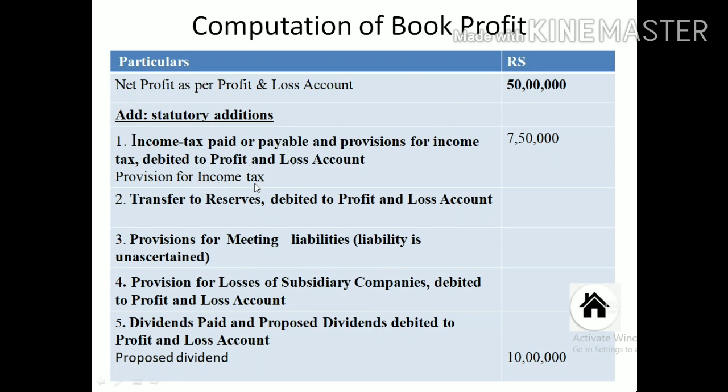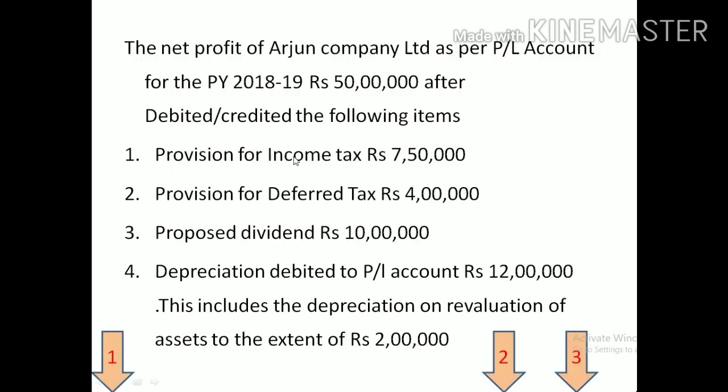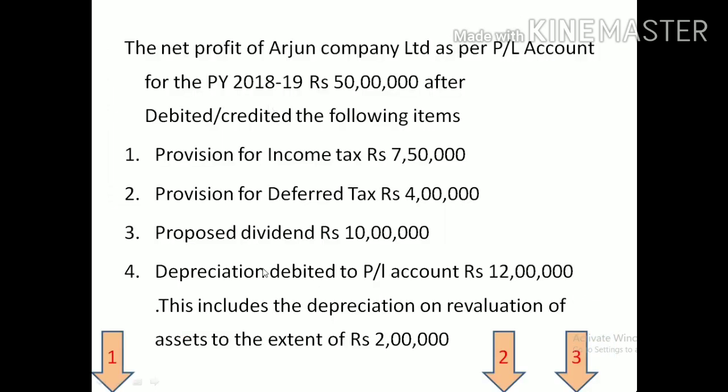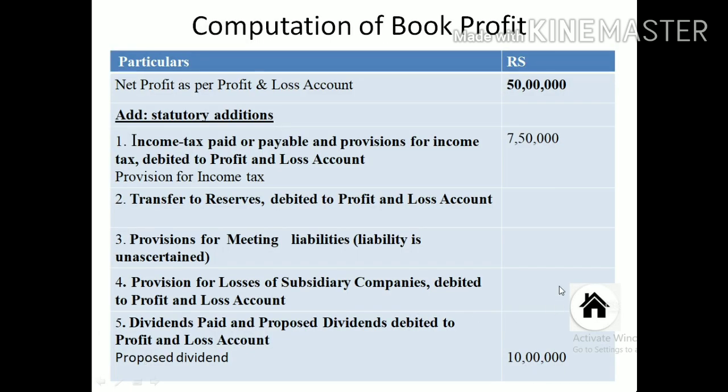Then we have this one, provision for income tax. In the problem we have provision for income tax. See, observe here, provision for income tax is 7,50,000. Okay, it is an addable one, so I added 7,50,000. Next one, transferred to general reserves, debited to the profit and loss account. Any reserves there? Please observe the problem here. There are no reserves they created. There is no provision they created against reserves, so I take a nil value.